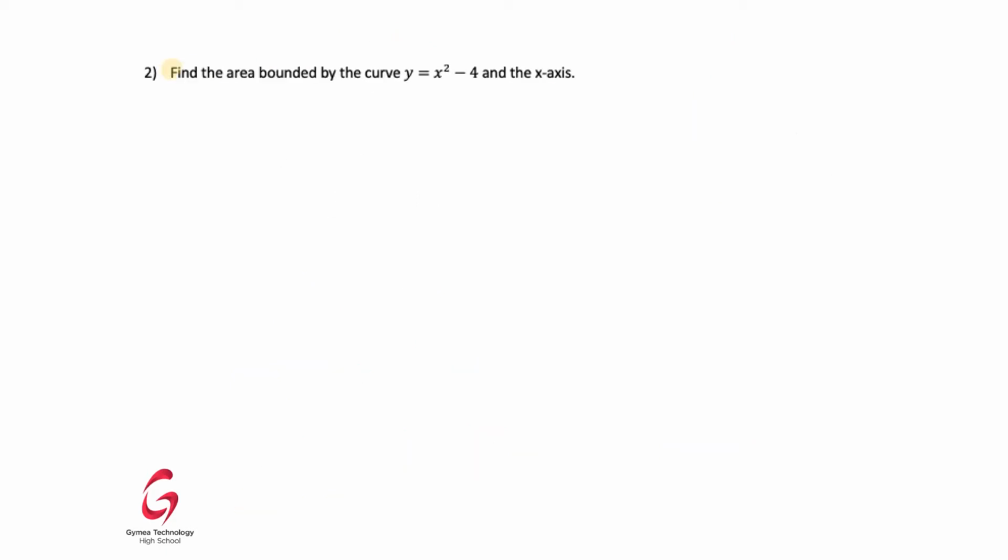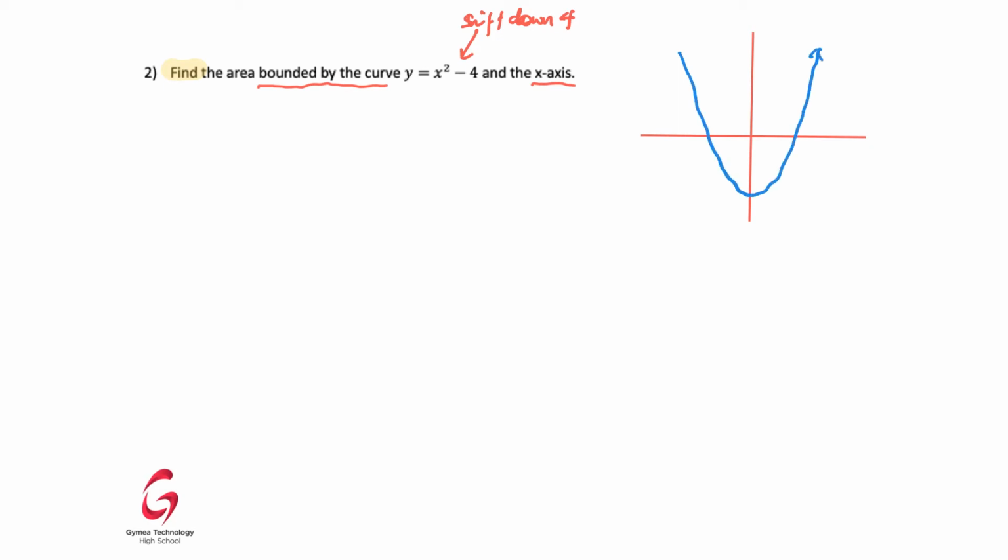Okay, example number 2, and it's also undefined. It says find the area bounded by the curve y equals x squared minus 4 and the x-axis. All right, so same as last time, we're going to start with a sketch. In this particular function, it's our normal parabola that's been shifted down 4. All right, so normal parabola coming down 4 units.